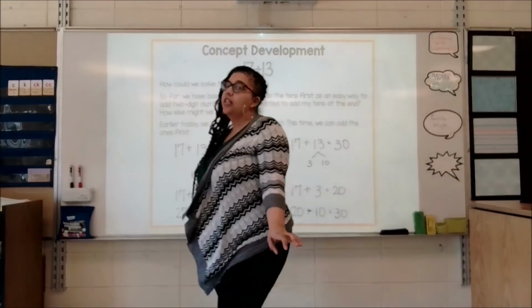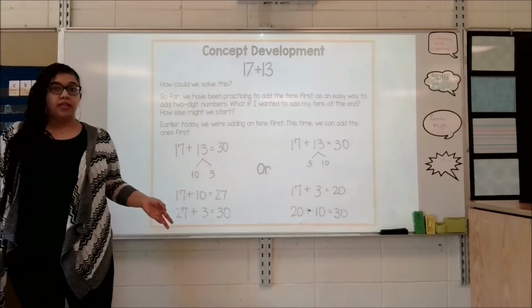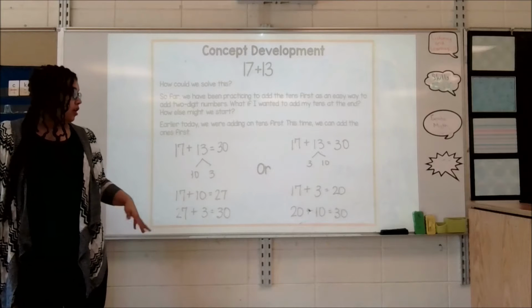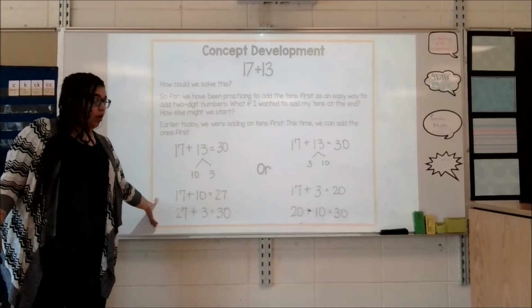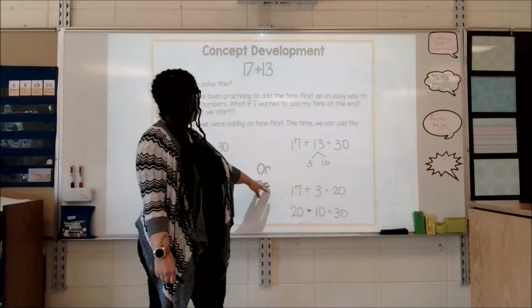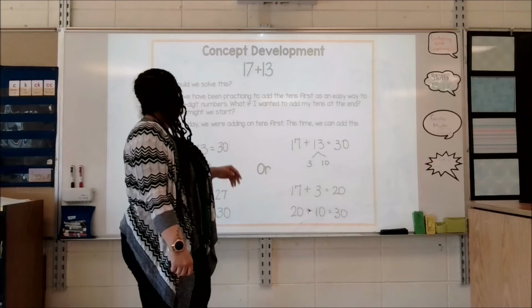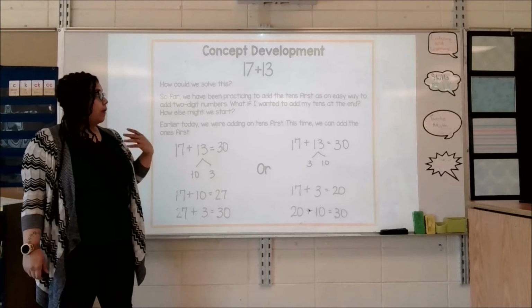Okay, so this problem here, 17 plus 13. The question becomes, how would we solve this? Well, there are 2 options. We can solve it where we add the 10s and then add the 1s, or we can solve it where we add the 1s and then add the 10s. So we can do both.